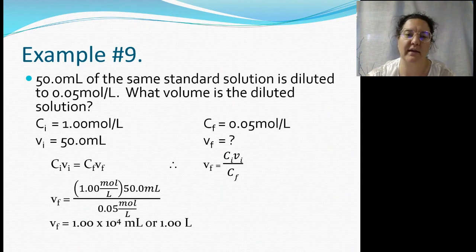So those are all the different calculations we can do to look for concentration, percent, parts per million, or molar concentration, as well as our dilution concentration formulas.